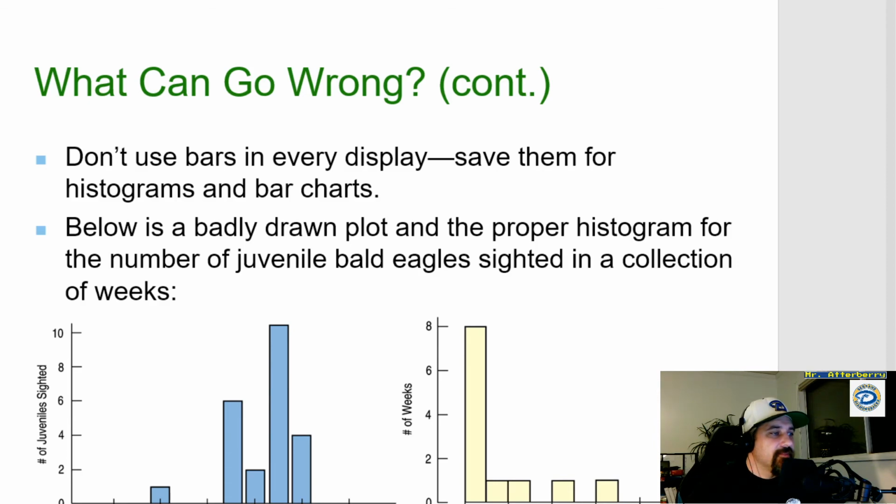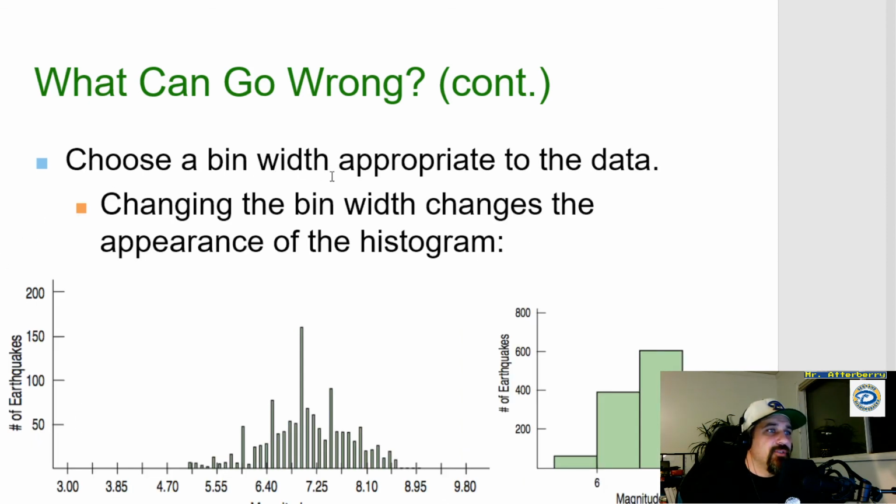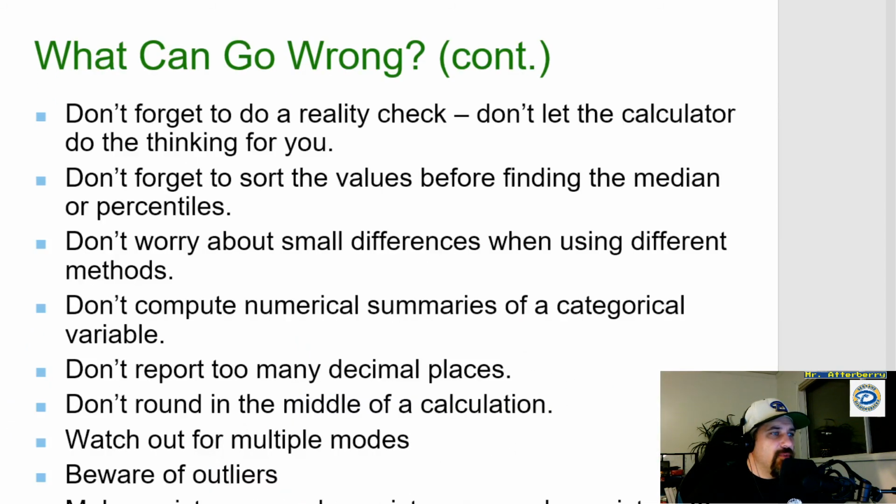That way it's clear. Okay, so choose a bin width appropriate to the data. Changing the bin width changes the appearance of the histogram. Making smaller bin widths, like this, versus putting bigger sums of data makes it look like that. Which one looks better? One actually doesn't look too bad. Okay, they tell kind of similar stories, but yeah. It's appropriate for the data.